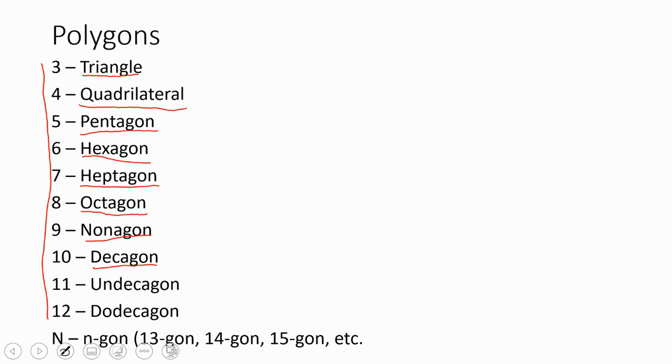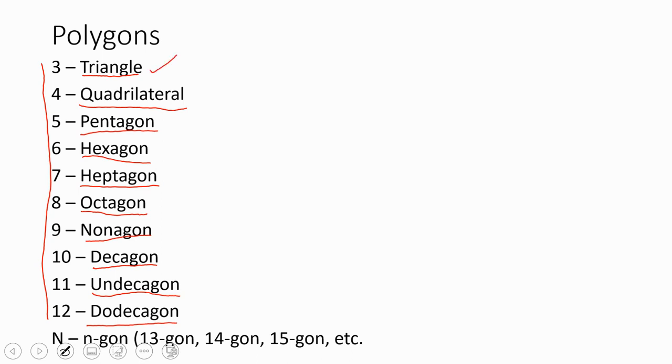10 is a decagon. 11, I use undecagon. There's actually another name, I think it's like hendecagon or something. There's 2 or maybe 3 different names people use for 11. I just go with undecagon. I feel like it's the most used. And then 12 is dodecagon. Anything after 12 doesn't get a special name. We just refer to it as an n-gon, so like a 13-gon, 14-gon, 15-gon, 16-gon, etc.